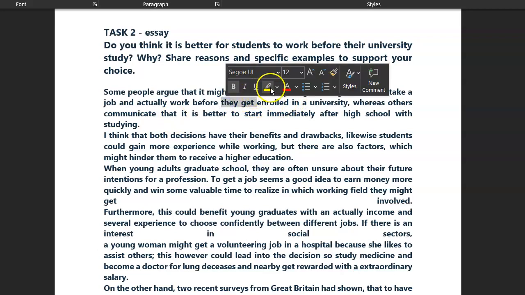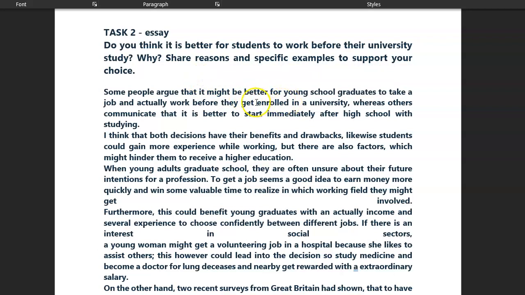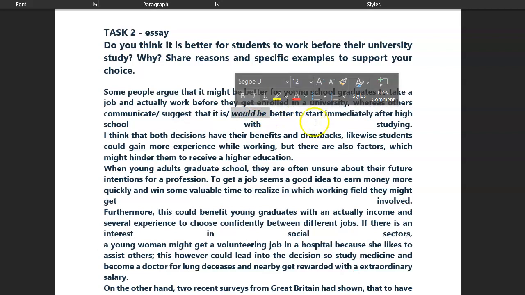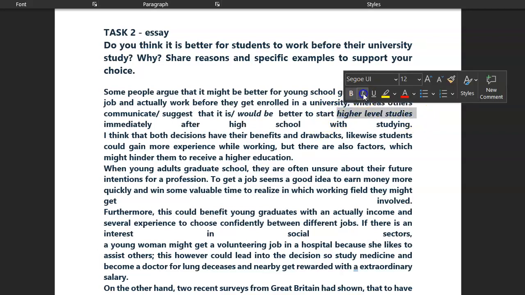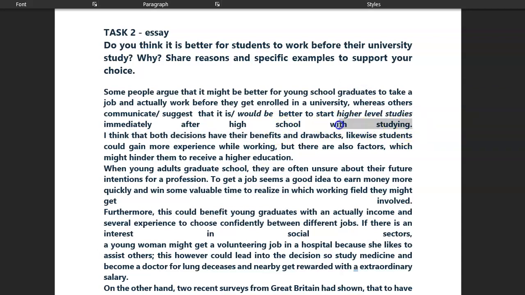Okay, before they either before they become enrolled or before they enroll, it's actually an active verb. So rather than putting it into a passive, a kind of passive, so I'd say before they enroll in university, whereas others communicate, maybe suggest that it would be better. Here you need to have a hypothetical there. Suggest that it would be better to start immediately after high school, to start higher level studies. I think because I'm thinking start what? The higher level studies immediately after high school and take that out.